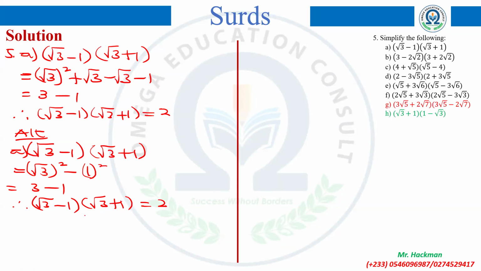So this is it. You should know this, that if you have A plus B into A minus B, this will always expand and give you a difference of 2 squares. This is the factorization of this, and what you have here is the expansion of this. Is that clear?